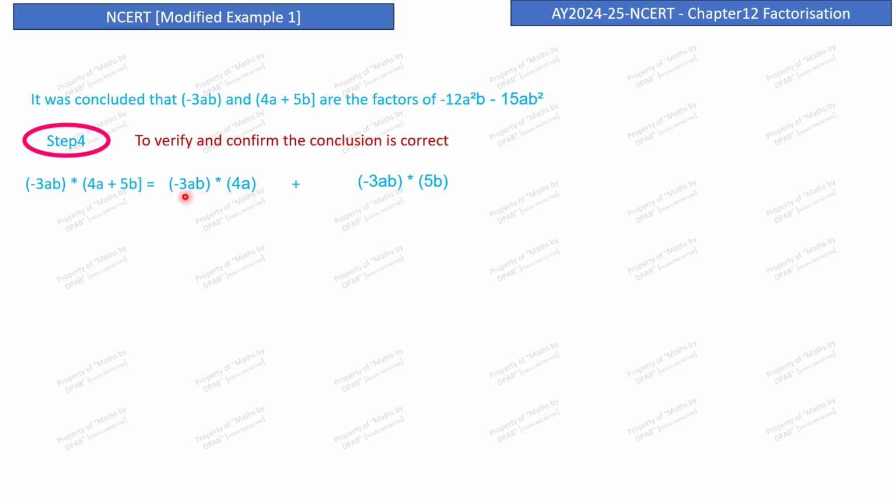Multiply the numerals. Minus 3 into 4, how much is it? Yes, it is minus 12. And A into A is A square. And B is the balance available, put it as it is. Plus, the same symbol plus. Now minus 3 into 5 is minus 15.